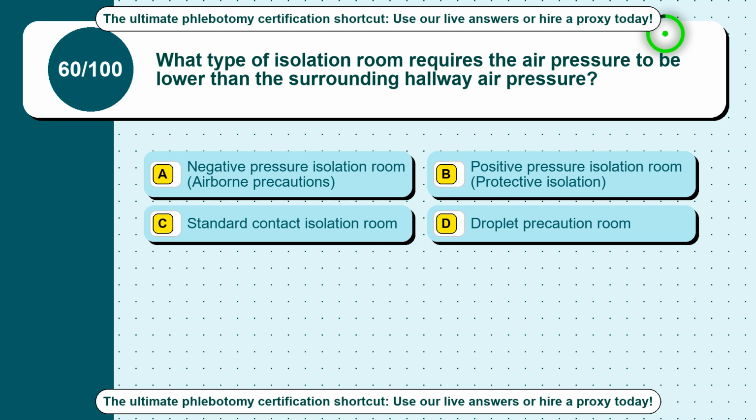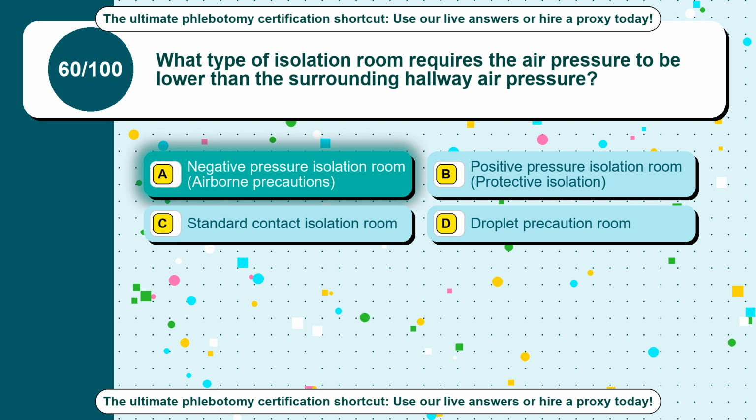Question 60. What type of isolation room requires the air pressure to be lower than the surrounding hallway air pressure? Option A, negative pressure isolation room, airborne precautions. Option B, positive pressure isolation room, protective isolation. Option C, standard contact isolation room. Option D, droplet precaution room. The correct answer is option A, negative pressure isolation room, airborne precautions.